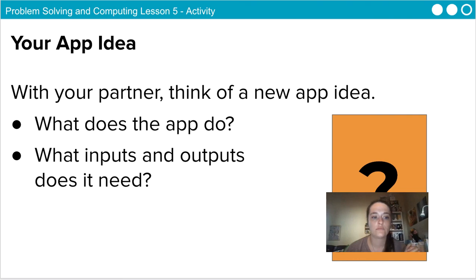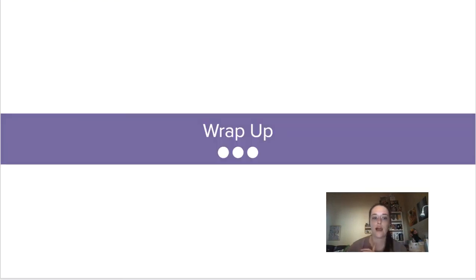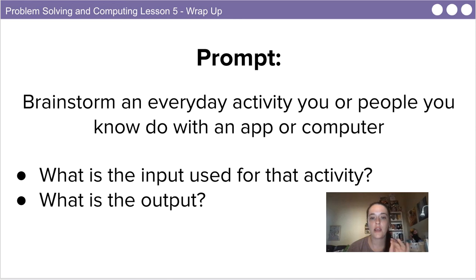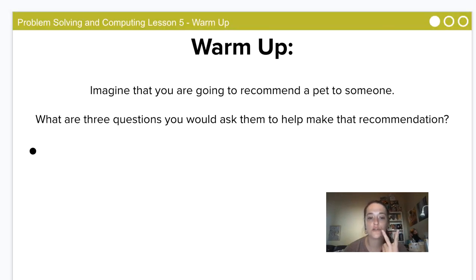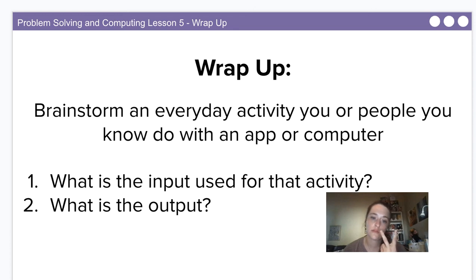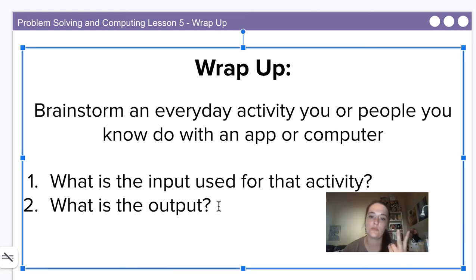So, for our wrap up, brainstorm an everyday activity you or people you know do with an app or computer. What is the input used for that activity, and what is the output? So in your journal, what is the input? Click here, answer it. What is the output? Click here, answer it.